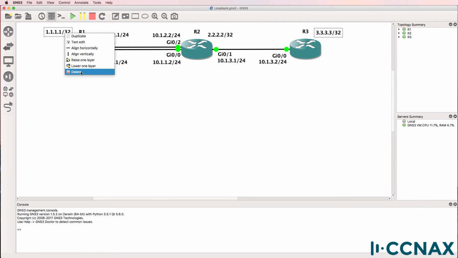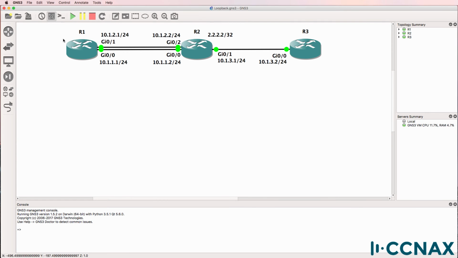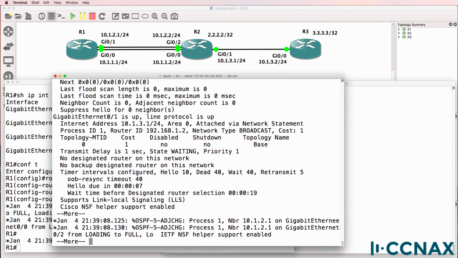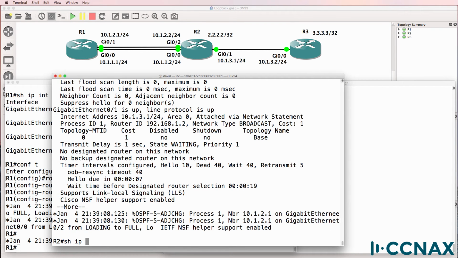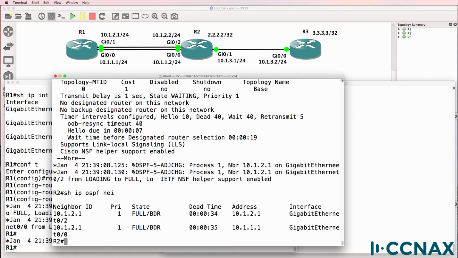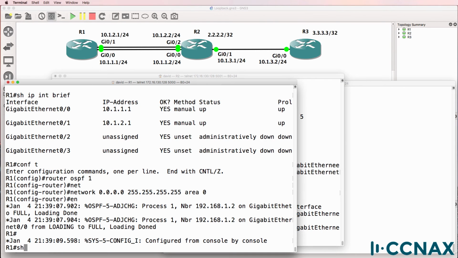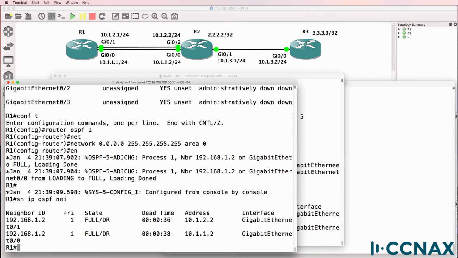This loopback doesn't exist on router 1. So on router 2, show IP OSPF neighbor. Neighbor relationship is full and established to 10.1.2.1. On router 1, show IP OSPF neighbor. Notice the difference. Neighbor ID is 192.168.1.2. IP address on the interface that the neighbor is using is 10.1.2.2. And on this interface, gigabit 00, it's 10.1.1.2.